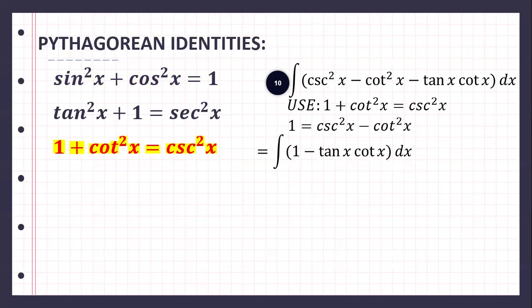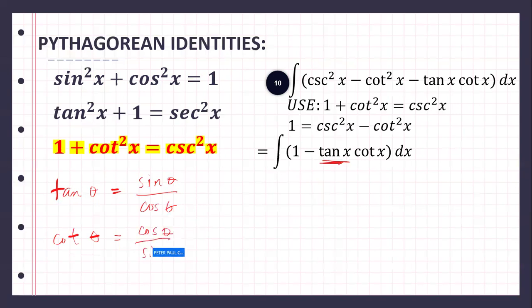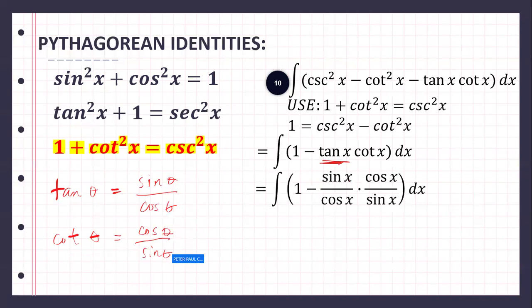But do you still remember the ratio identity? Tangent theta is equal to sine theta over cosine theta. Isn't it that we can replace it with respect to tangent x? And then you still remember cotangent theta, which is equal to cosine theta over sine theta. Following that identity, we have 1. 1 minus 1 will become 0 dx. And the answer is C.